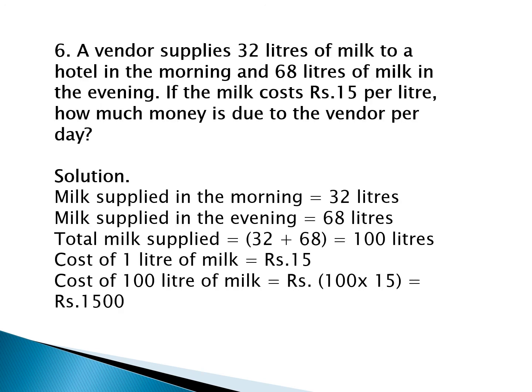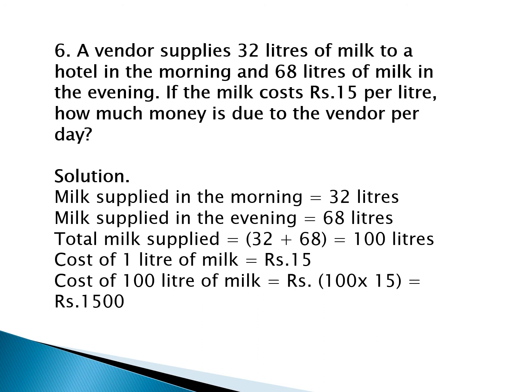Question number 6 is, a vendor supplies 32 liters of milk to a hotel in the morning and 68 liters of milk in the evening. If the milk costs rupees 15 per liter, how much money is due to the vendor per day? The question is clear. There is a milk vendor who supplies 32 liters of milk in the morning and 68 liters of milk in the evening. The cost of milk is rupees 15 per liter. Now how much money is due to the vendor per day? It means you have to find the total cost of the milk supplied. Now to do this question, we will write milk supplied in the morning is equal to 32 liters. Milk supplied in the evening is equal to 68 liters.